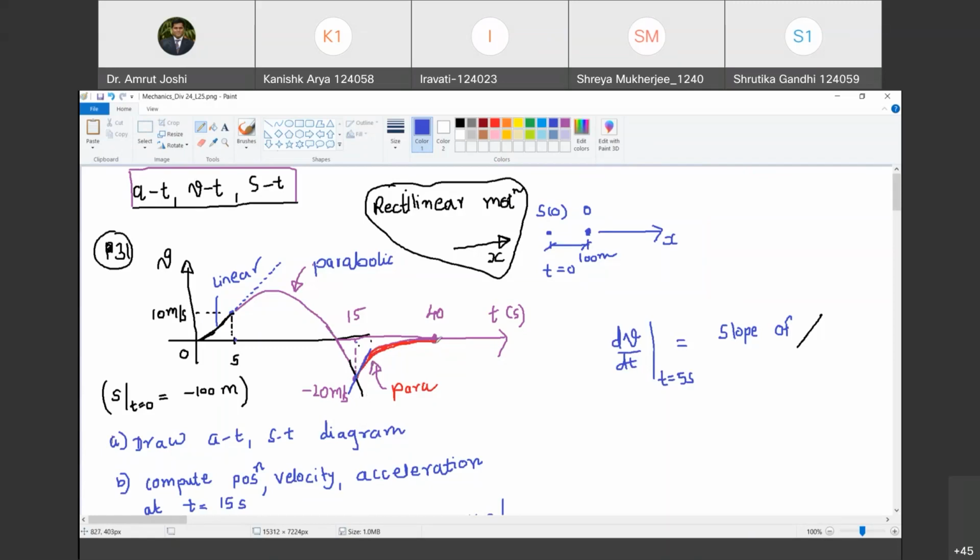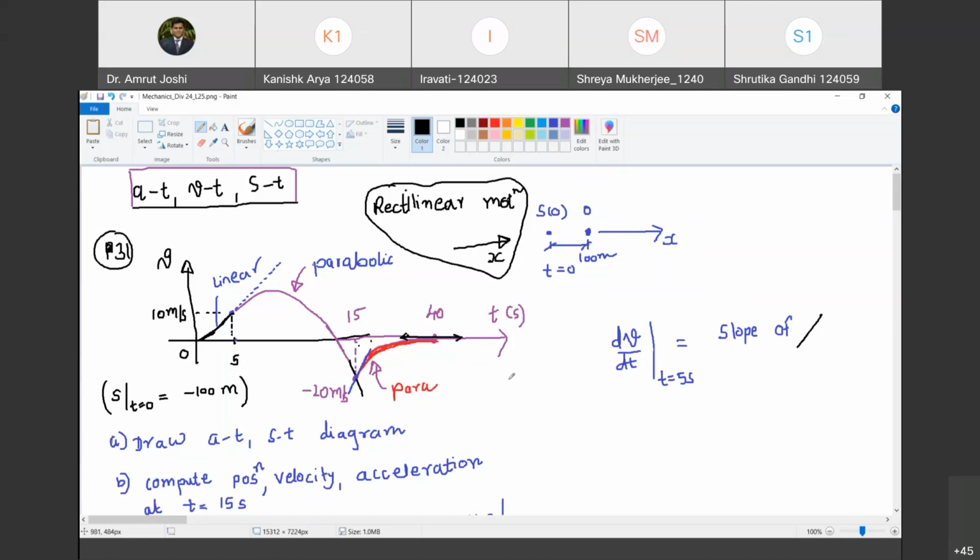Now, what can you say about the tangent drawn to this parabola drawn in red color at 40 seconds? Yes, sir. That will have a single value, sir, and that will be horizontal. Do you agree with me? Yes, sir. As shown, that tangent is horizontal. Do you agree with me? Yes, sir. And what is the slope of the tangent if it is horizontal?